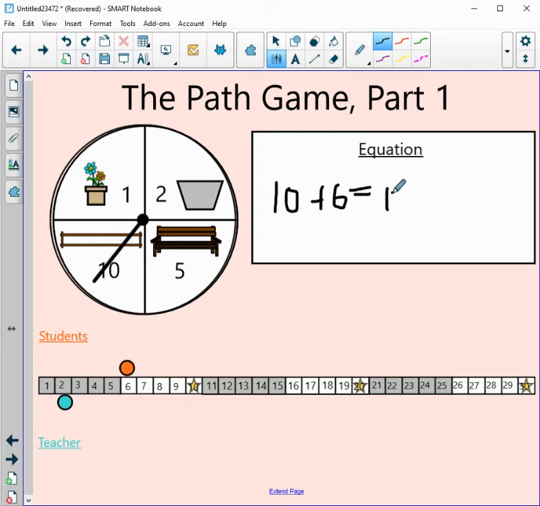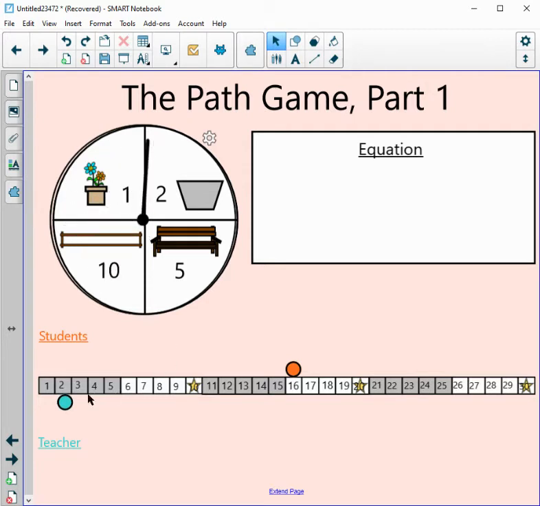Good job, 16. So how I did that is I looked at my equation here, and I know 10 is one group of tens and 0 groups of 1. So I can just bring my group of 1s over here, and it equals 16, okay? So my students are on 16. Wow, you guys are doing a good job. You're halfway there. Let's see what my teacher spin will be. And the point is we want to get the bigger steps, a fence or a bench, so we can get to 30 the quickest.